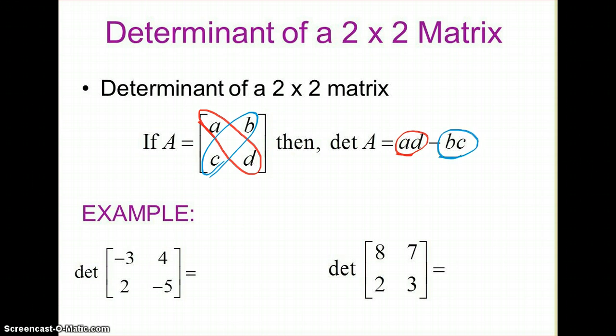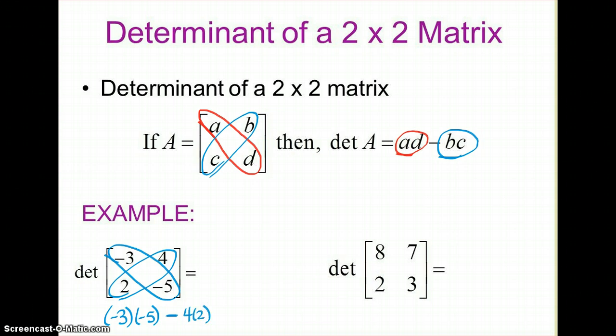And we take those two results and we subtract them. So, the determinant down here, I'm just simply going to start by multiplying -3 times -5. So I'm going to take -3 times -5, minus, I go the other way, 4 times 2.